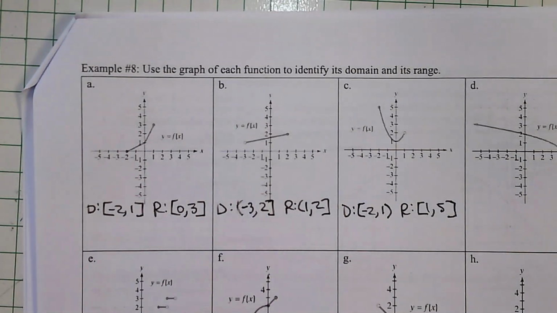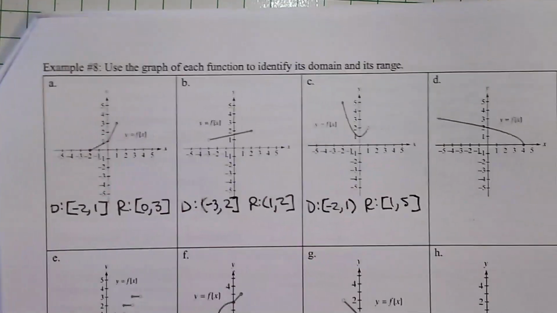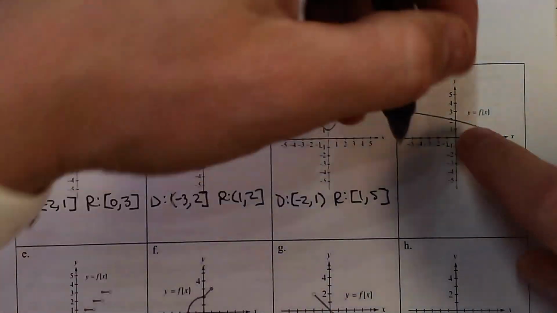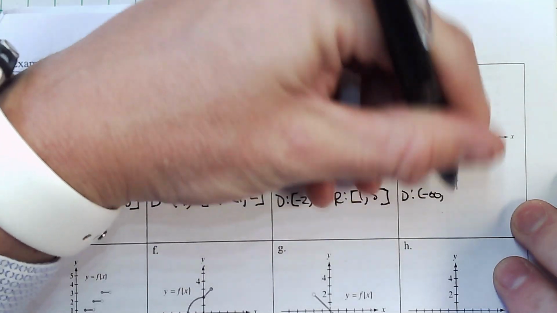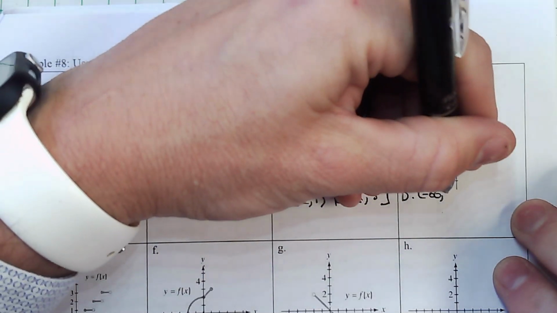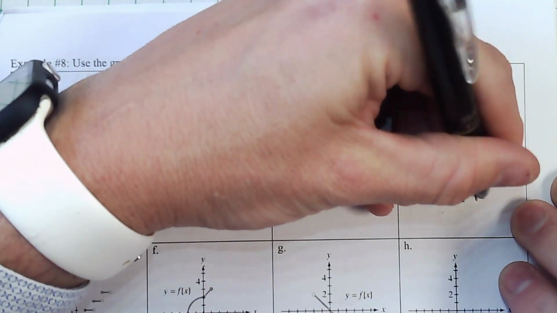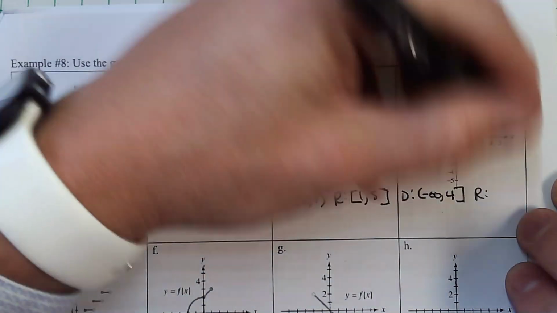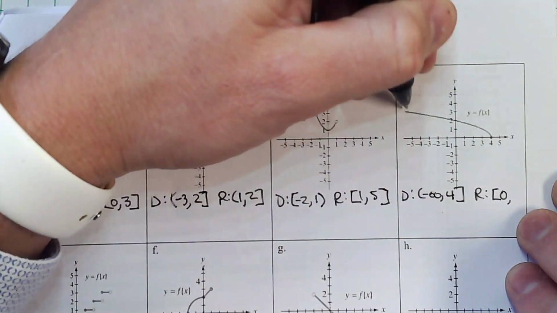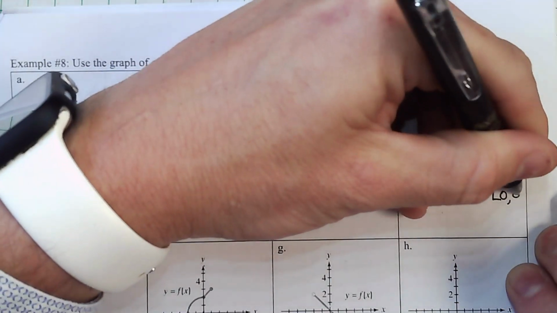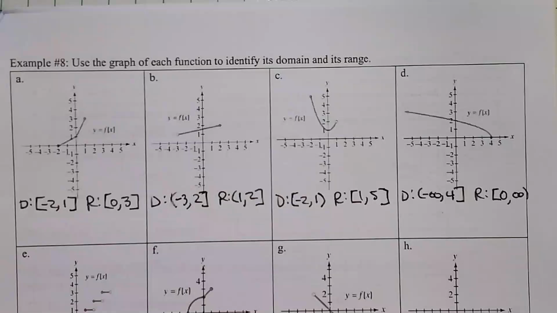Kind of light work here. Next one, that's an arrow there. How far left does it go? -infinity. How far right does it go? 4. Range, how far down does it go? 0. How far up does it go? Infinity. You'll get there eventually. It just takes a while.